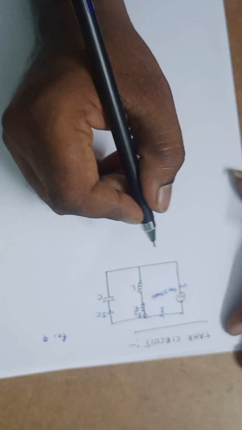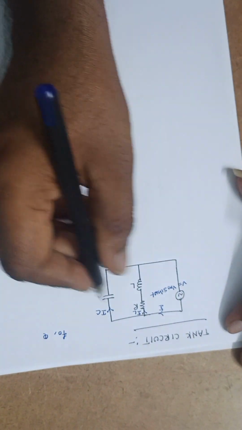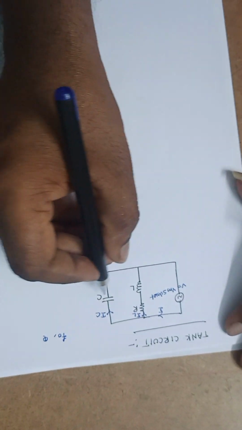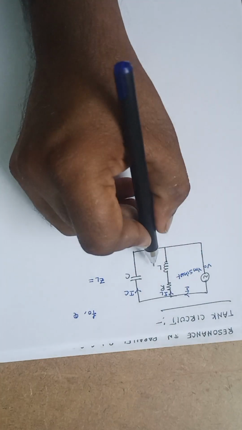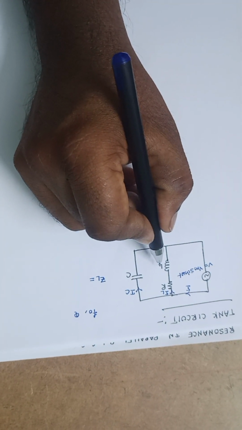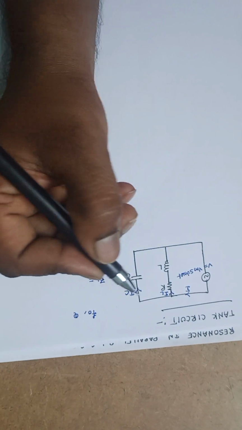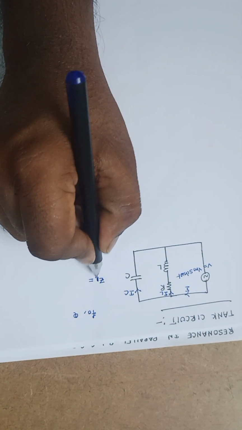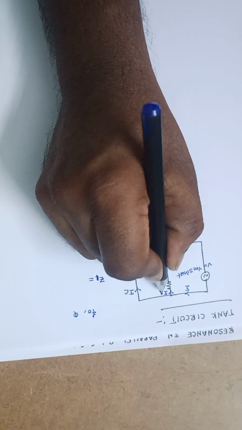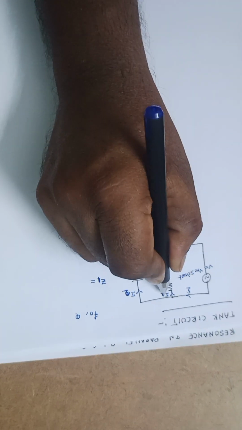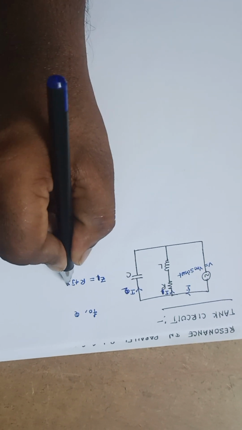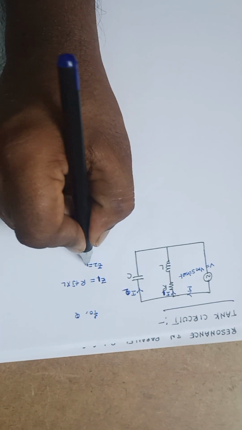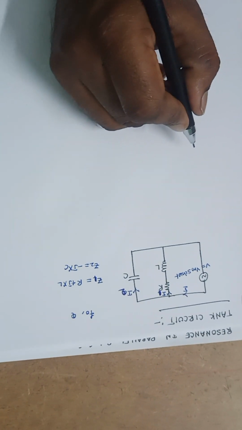To find the resonance frequency of any circuit, we should find the admittances. So first let me indicate the impedance of this branch. Let us consider Z1, and let us consider the currents I1 and I2. So Z1 is this branch impedance. Z1 is equal to R plus J into XL, and Z2 is equal to minus J into XC.